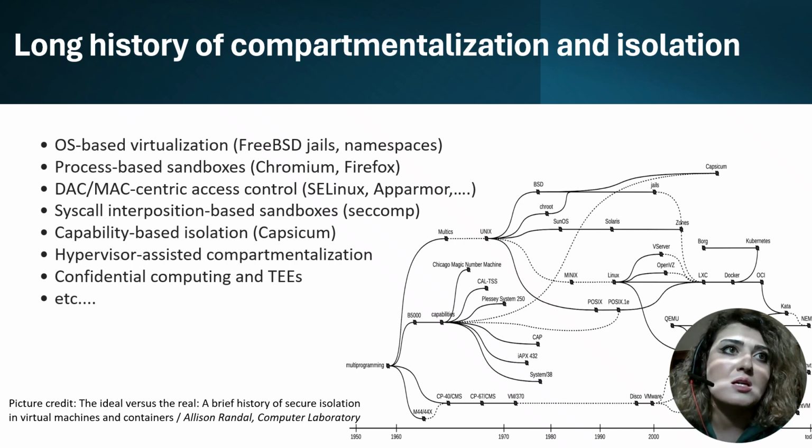So compartmentalization is getting more attention. More recently, we have confidential computing based, hypervisor based, and capability based isolation. So this is an active area of research for reducing the attack vectors of existing systems and existing complex applications.